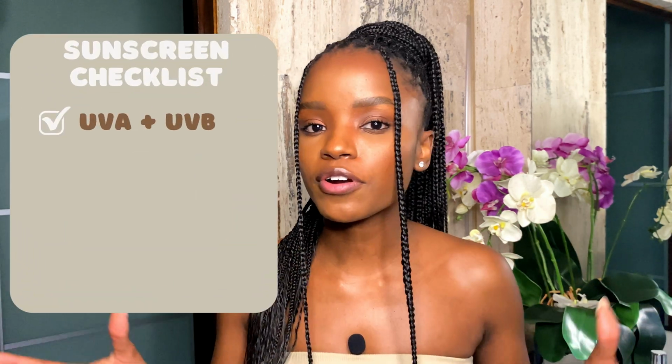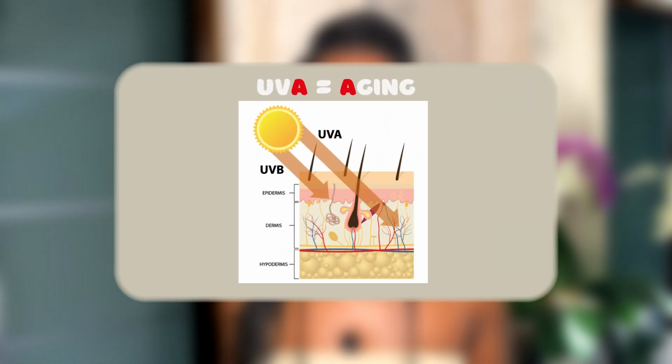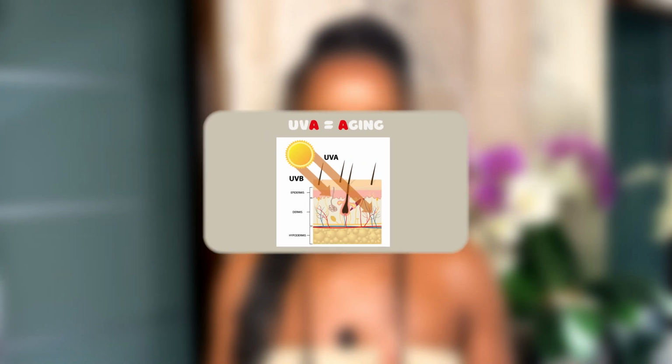So firstly, it should be broad spectrum. So somewhere on the package it should have UVA and UVB, and the reason for that is, with UVA, think of aging, because that's literally what it does. It ages us faster because it is the longer wavelength, so it can penetrate deeper into our skin, more specifically the dermal layer. So it can basically destroy the collagen and the elasticity, resulting in photoaging. So you want to make sure you get protection from that.